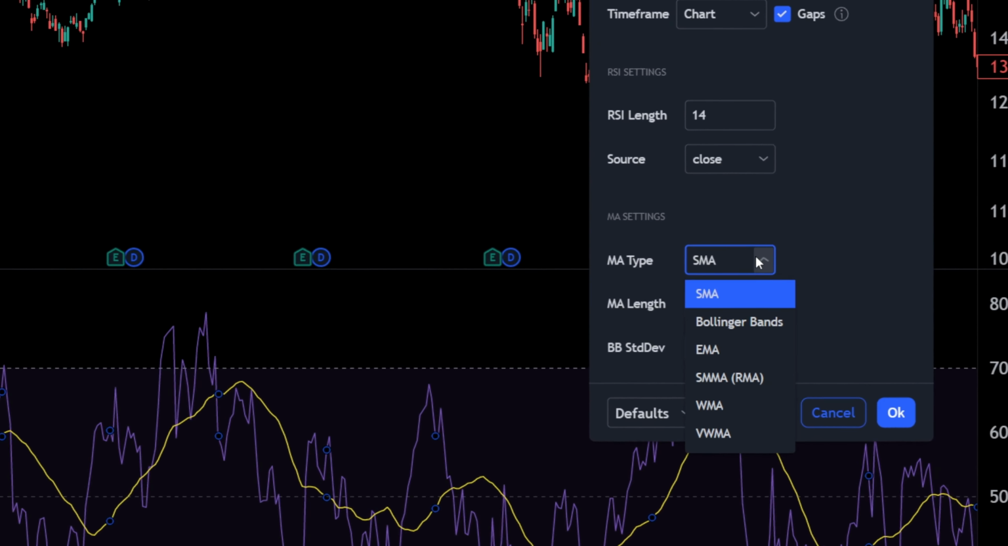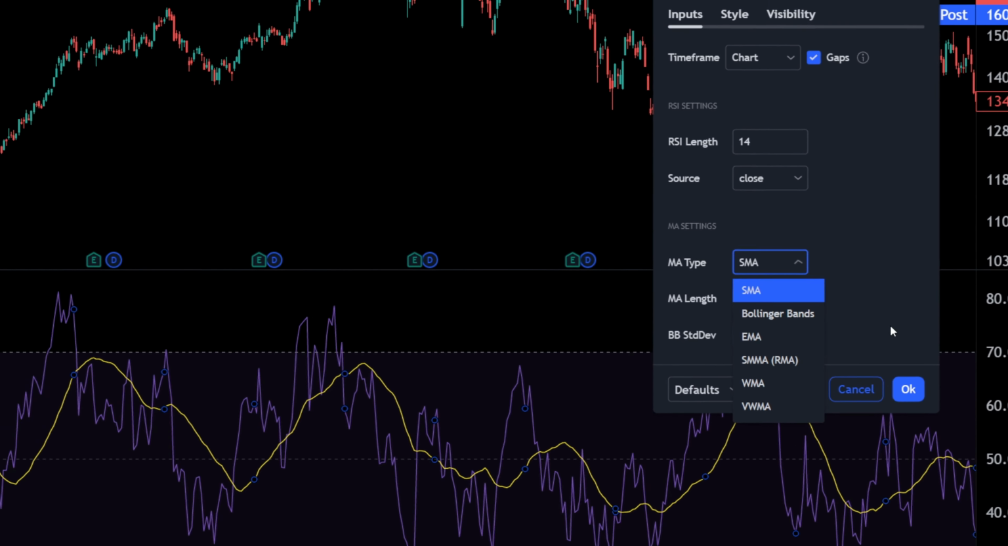Next, we have the BB STDEV, or the Bollinger Band Standard Deviation.